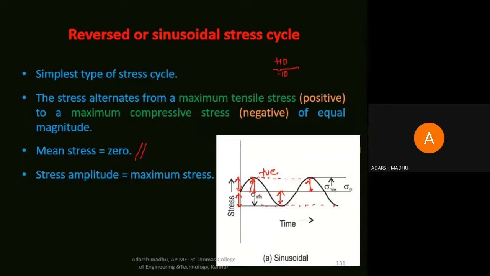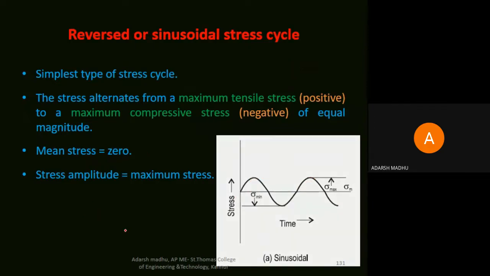That is the minimum value about the mean position. The mean position is the axis line shown here, with sigma minimum and sigma maximum shown here. So sigma minimum equals sigma max in magnitude here. That is why the mean stress value is 0.